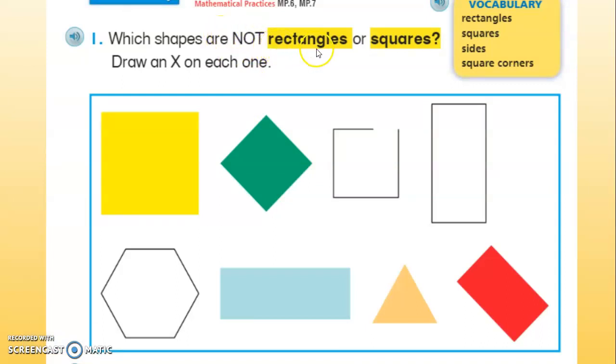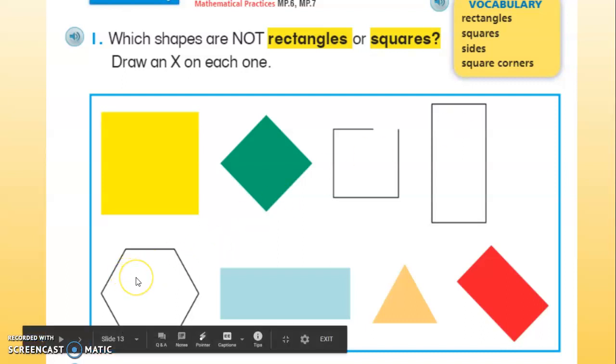Which shapes are not rectangles or squares? Well, this is a square, and it's a rectangle. This is a square, and it's a rectangle. Is this a square? No, it's open. Is this a rectangle? Yes. Is it a square? No.